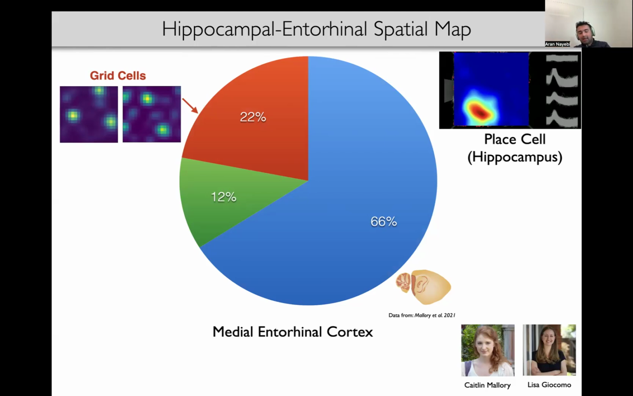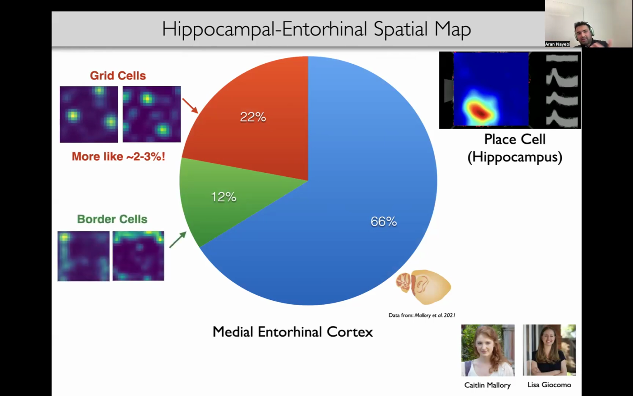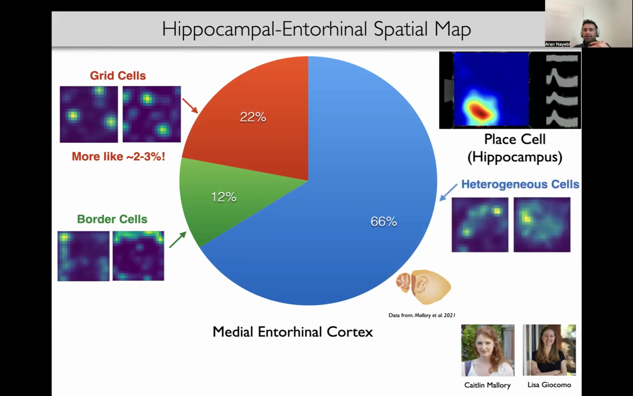Now, this is data that I quantified that was collected by Caitlin Mallory and Lisa Giocomo's group. But this 22% is actually a very liberal estimate. In fact, it's really more like 2 to 3% if you really want the cells that look very pretty, that are on the cover of Science or Nature. Now, another, say, 10 to 12% consists of these cells known as border cells, which have very interpretable response patterns in which they fire at one of the four walls of the box that the animal's in.